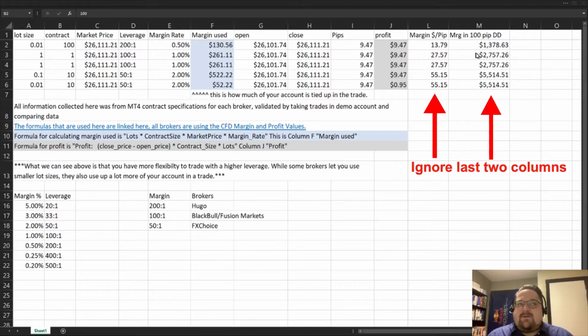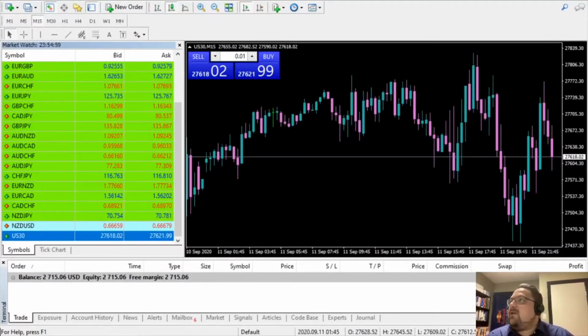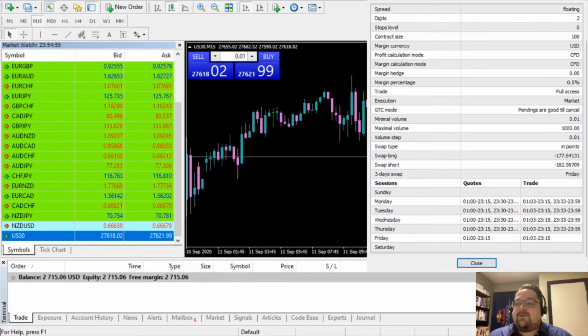How did I find these numbers? How did I make this work? In order to figure them out, we have to look at MT4. So let's go over here. This is MT4, okay? I right click on the US 30. Now I know you can't see the window. You're going to hit what's called specification. So now it's going to open up this window here, okay?